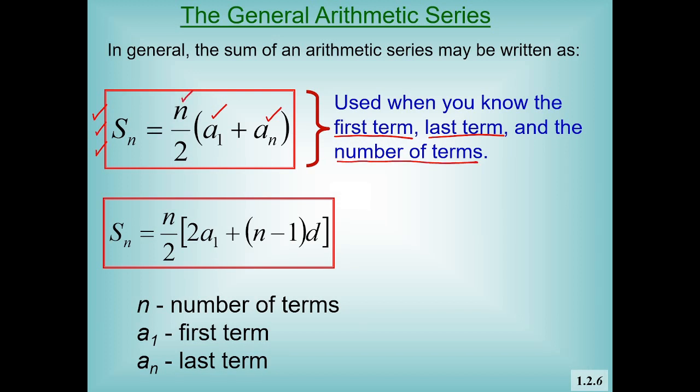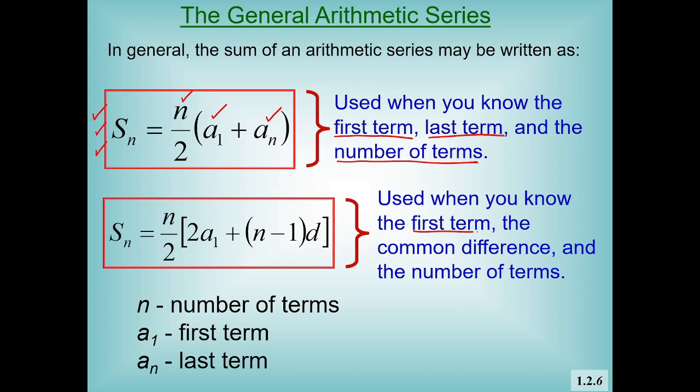Again, I will be using formula 1 if the first term, the last term, and the number of terms are given. If the last term is not given, meaning what is given is the first term, the common difference, and the number of terms, then I will be using formula number 2 now. But take note, this formula number 2 came from formula 1.